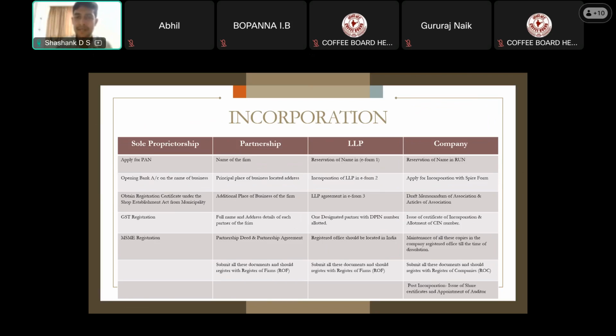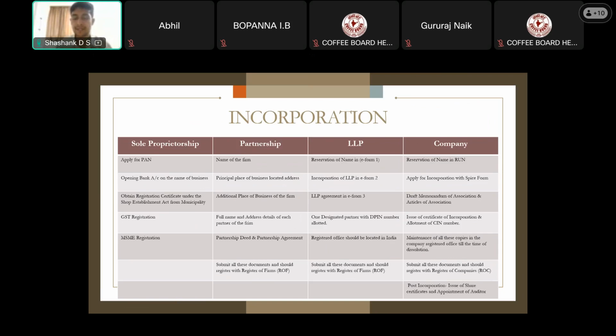So we need to apply for a name, and if it is available, it will be assigned to you. Then you can make an application of incorporation on the same website. You need to draft an LLP agreement beforehand to upload it in the portal. Once the incorporation application is approved, you will receive a unique number called the LLP identification number, which is very important.